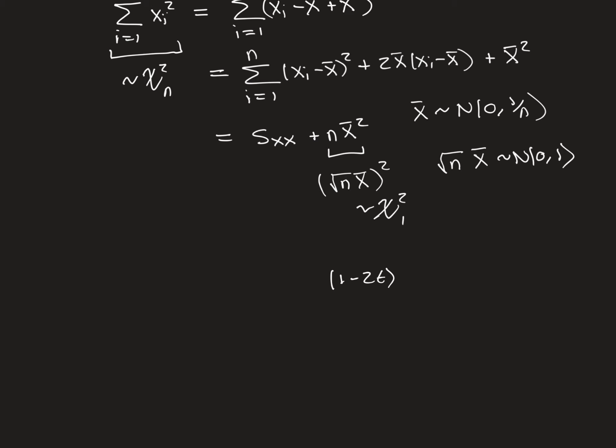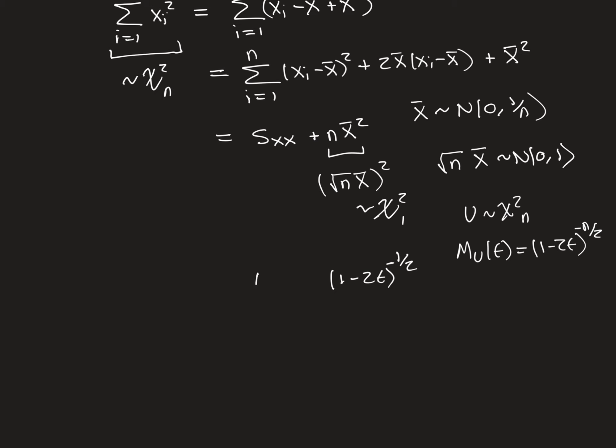Hopefully you know the MGF of the chi-squared distribution. Do I know the MGF of the chi-squared distribution? I hope this is right. If you have, let's say, U, which is chi-squared distributed with n degrees of freedom, then the MGF of U is equal to 1 minus 2t to the minus n over 2. Yep, that I think is right. So the MGF of this one is going to be 1 minus 2t to the minus a half. So that's the MGF of this.